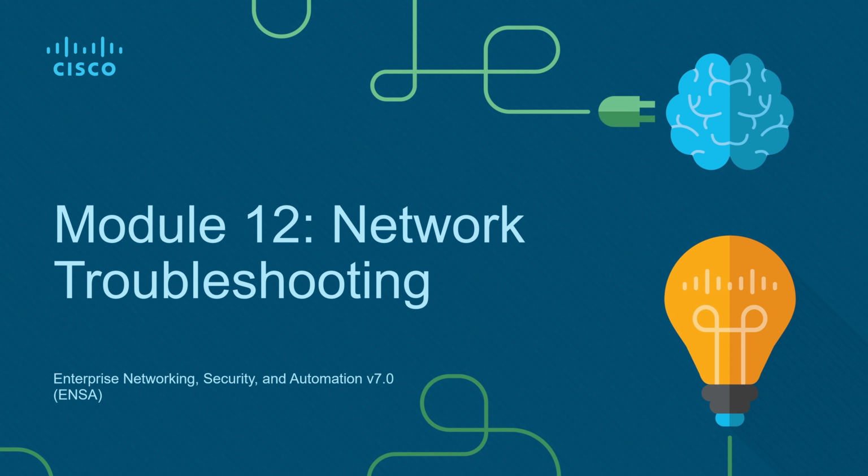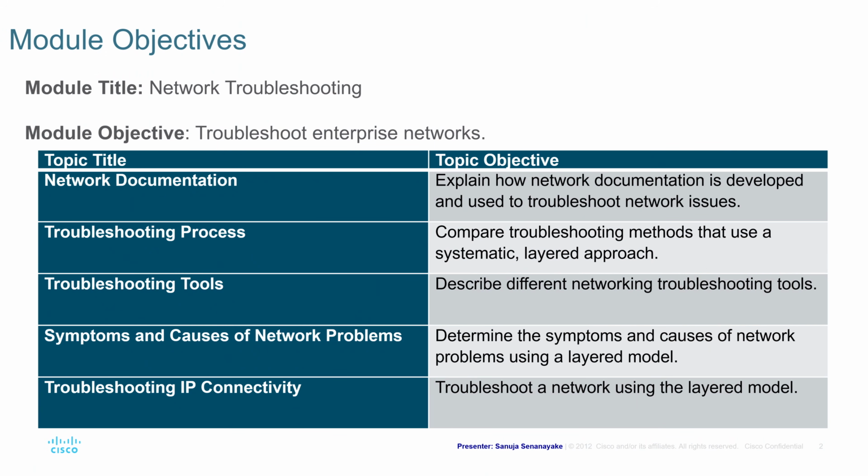Today, I will cover module number 12, which is network troubleshooting. The primary objective of this module is to learn how we can troubleshoot enterprise networks. We will cover the network documentation, troubleshooting process, troubleshooting tools, symptoms and causes of network problems, the most common ones, and the troubleshooting IP connectivity.